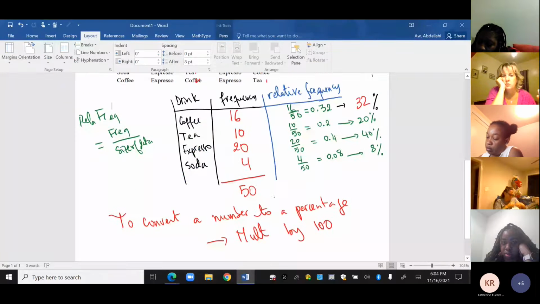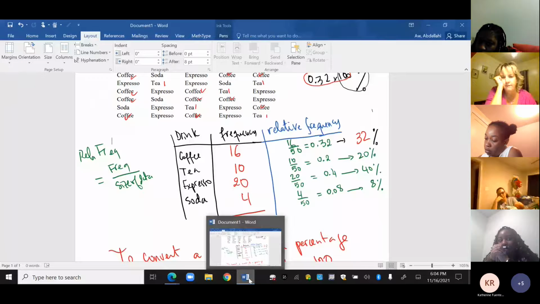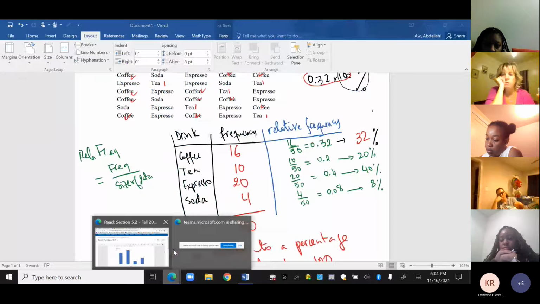Is there a way that you can maximize your screen so we can see it in full? Is this screen right here? Yeah, there you go.